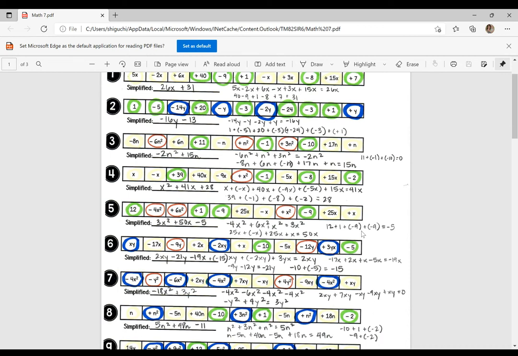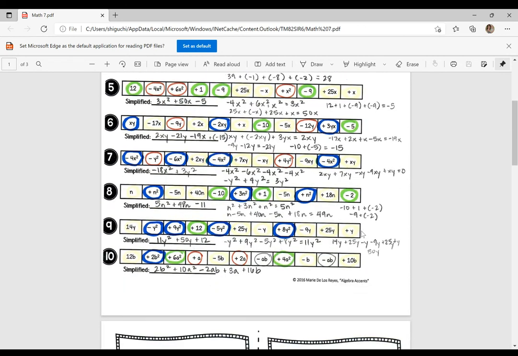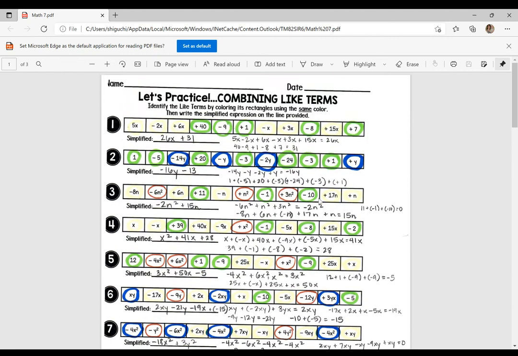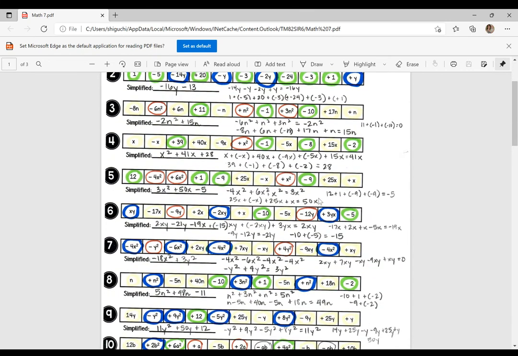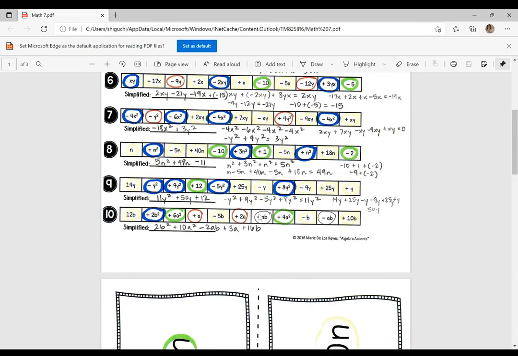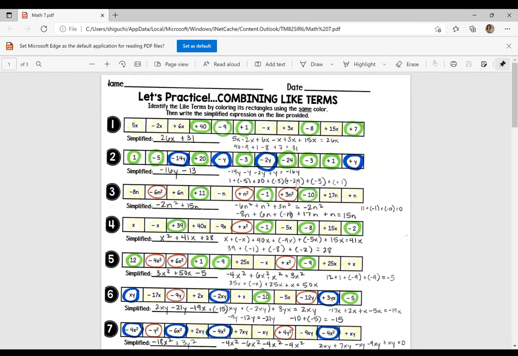There were 10 questions. You can see that I've color coded them. I only combined the like terms and then I wrote the simplified version of the expression right below it. Okay. So I will post this in Schoology in the materials section. Please check your work. If you made mistakes, please do corrections and see if you can figure out why you did.